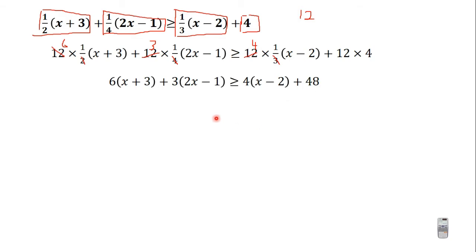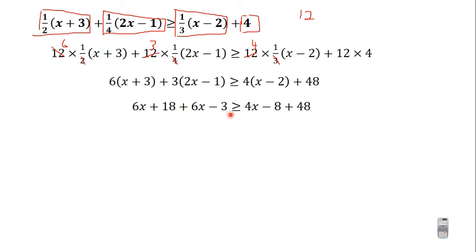From here it becomes type 3 of linear inequalities. So you open the brackets and you simplify. So you're going to have 6 times x, which is 6x. 6 times 3 is 18. 3 times 2x is 6x. 3 times minus 1 is minus 3. Greater than or equal to 4 times x is 4x. 4 times minus 2 is minus 8. So plus 48. You group like terms and you simplify.